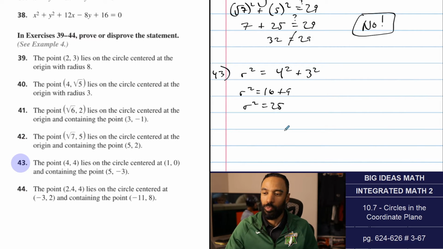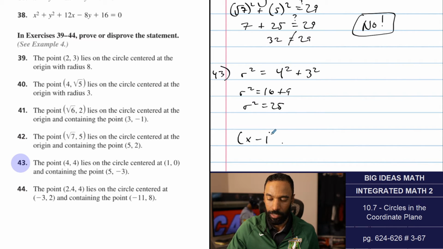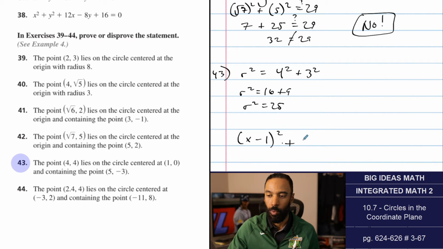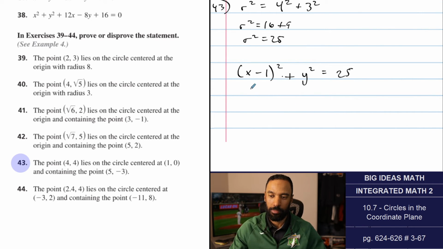Let's write the equation. The equation is going to be x minus 1, since the center is at 1, 0, squared plus y squared equals r squared, 25. Let's see if 4, 4 works in here. Substitute 4 for x.